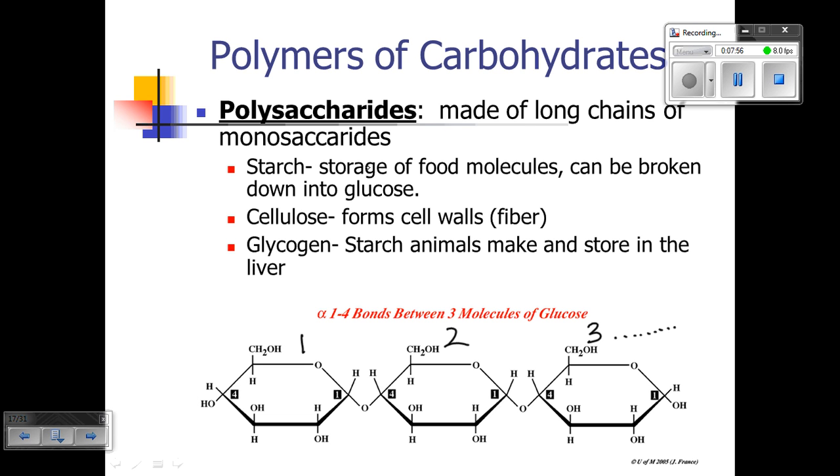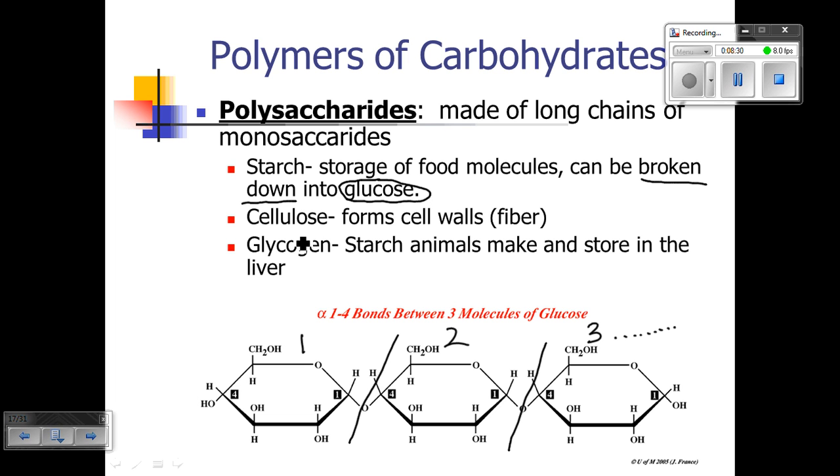Starches are used for storage of food molecules. So those are found in potatoes and plants, like breads. Okay, so the wheat that makes up bread has a lot of starch in it. And they can be broken down, which you guys can probably guess is through the process of hydrolysis, into its monomers. So glucose can be obtained from your polysaccharide simply by hydrolyzing your chain of molecules.